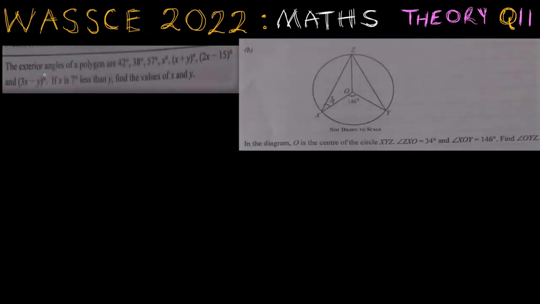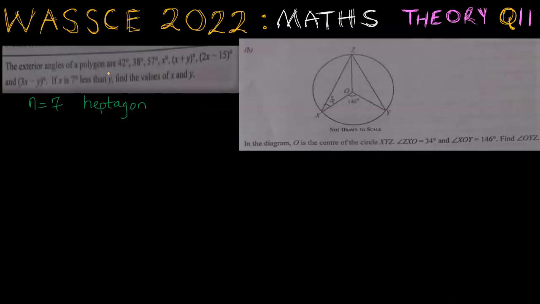First, we are told that all of these angles are exterior angles of a polygon. Now, the number of angles here will tell us the kind of polygon we are dealing with. We've got 1, 2, 3, 4, 5, 6, 7. So this polygon has 7 sides. This tells us that this polygon is a heptagon. Irrespective of the number of sides of a polygon, the sum of exterior angles will always be 360. The sum of the interior angles is what changes with respect to the number of sides. But for the exterior angles, irrespective of the number of sides, the sum will always be 360 degrees.